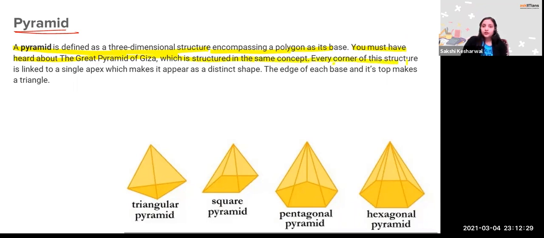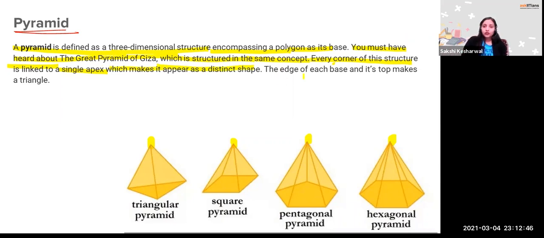Every corner of this structure is linked to a single apex. If you see that at the base, they're going to meet at a single point. Yes or no? Everyone is going to meet at a single point, right? Which makes it appear as a distinct shape. That's why it looks different, right?